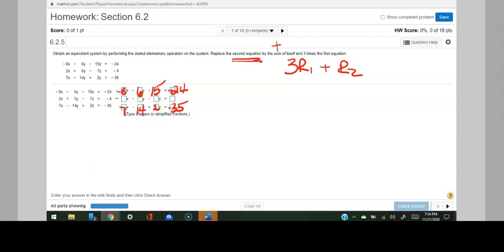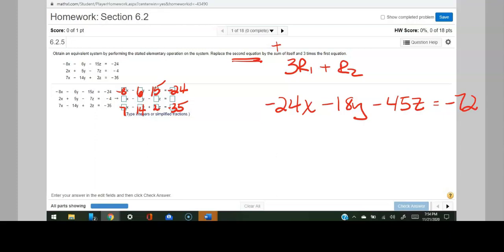So what is 3 times row 1? Well, 3 times a negative 8x is a negative 24x. Okay, 3 times a negative 6y is a negative 18y. 3 times a negative 15z is going to be a negative 45z. And then 3 times a negative 24 is going to be a negative 72. So I just took 3 times everything in the first row.